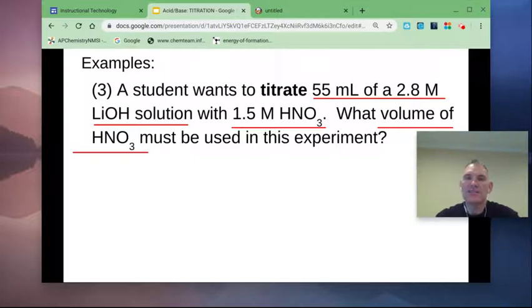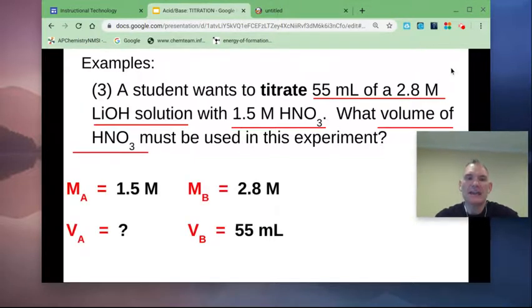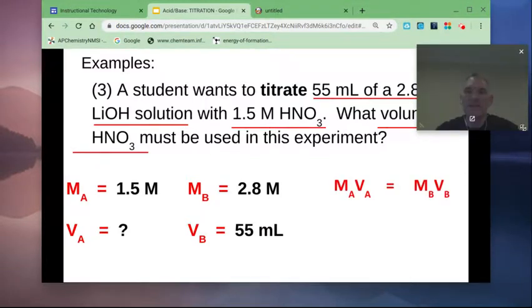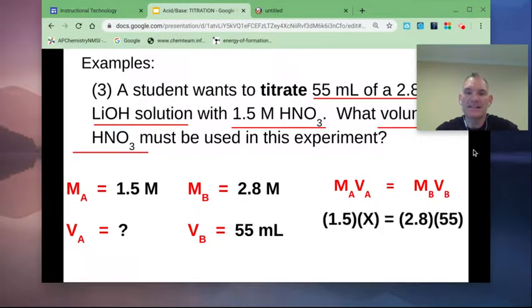So I take my information and set up my MAVA chart. This time MA is 1.5 because that's the HNO3. I'm looking for VA. My MB is 2.8 and my VB is 55. It says titrate, so I know MAVA is equal to MBVB. Then I plug in my numbers in the right spot. Remember, this time we're looking for VA, so my X is going to be in the VA position. When I solve for VA, I'm going to get 102.7 milliliters.